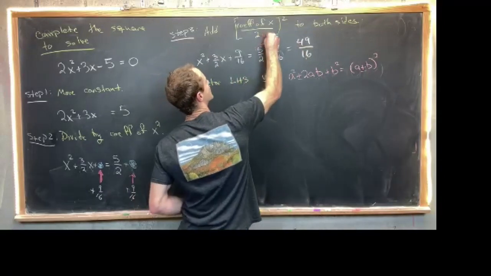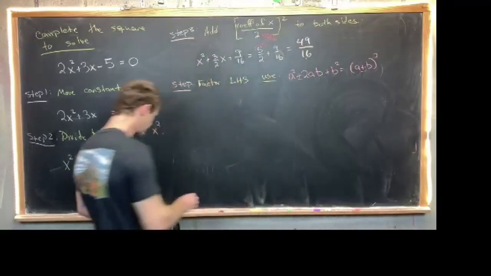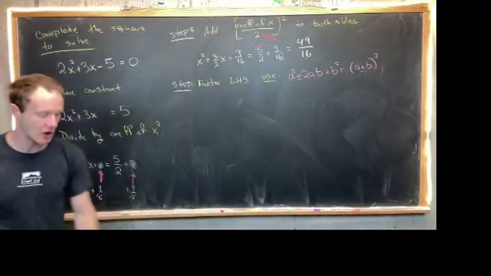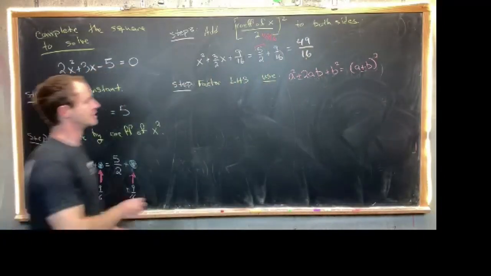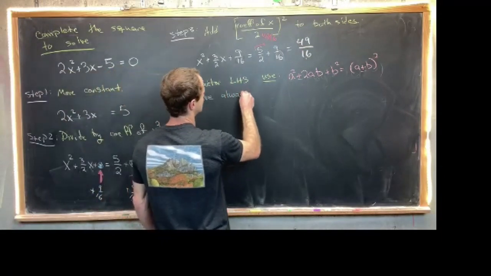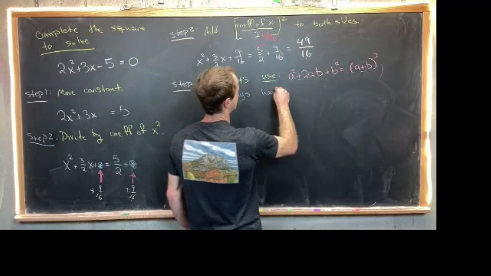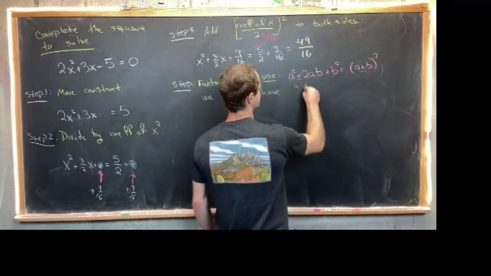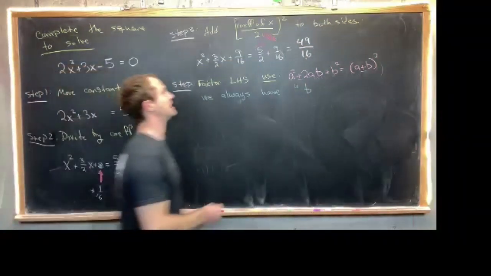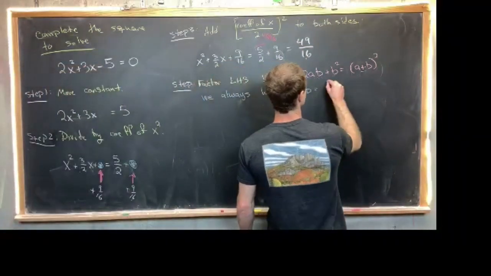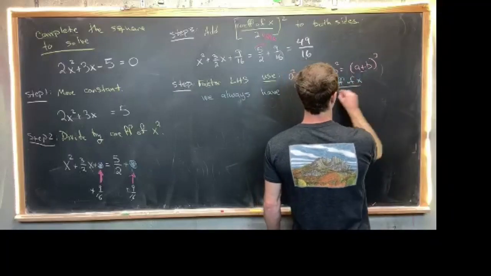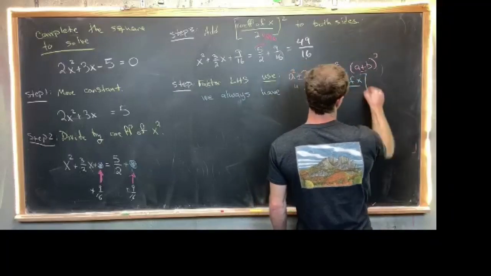So 40 over 16. So we can actually use this motivation here to always know what the b is. So let's point that out. So we always have, and I'm going to put this in quotes because this is like kind of the role being played by b or whatever. So b is going to be equal to the coefficient of x divided by 2.